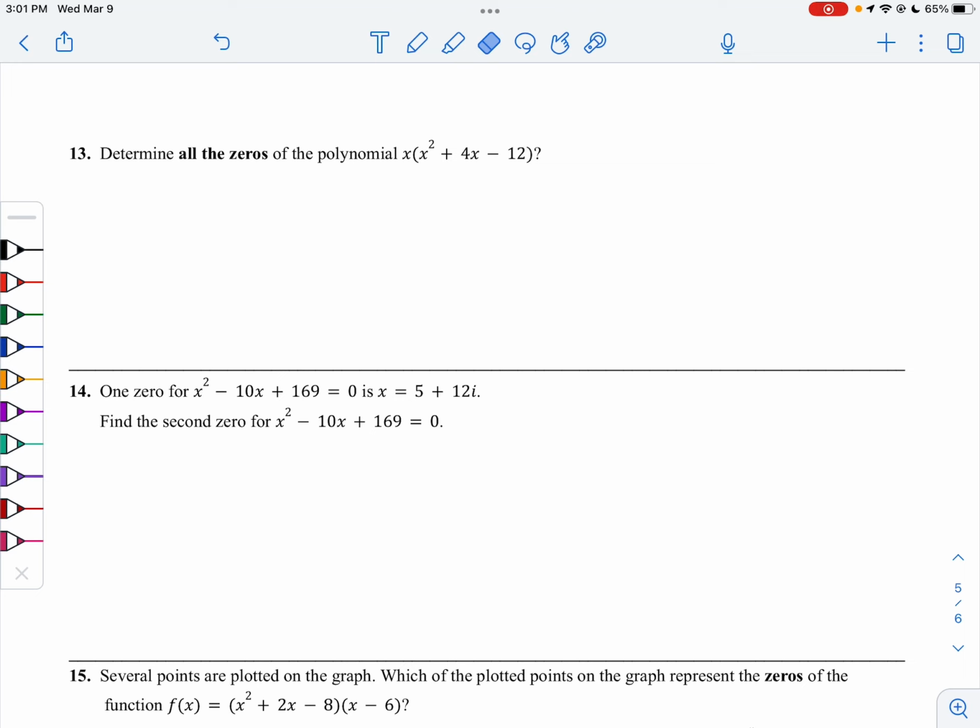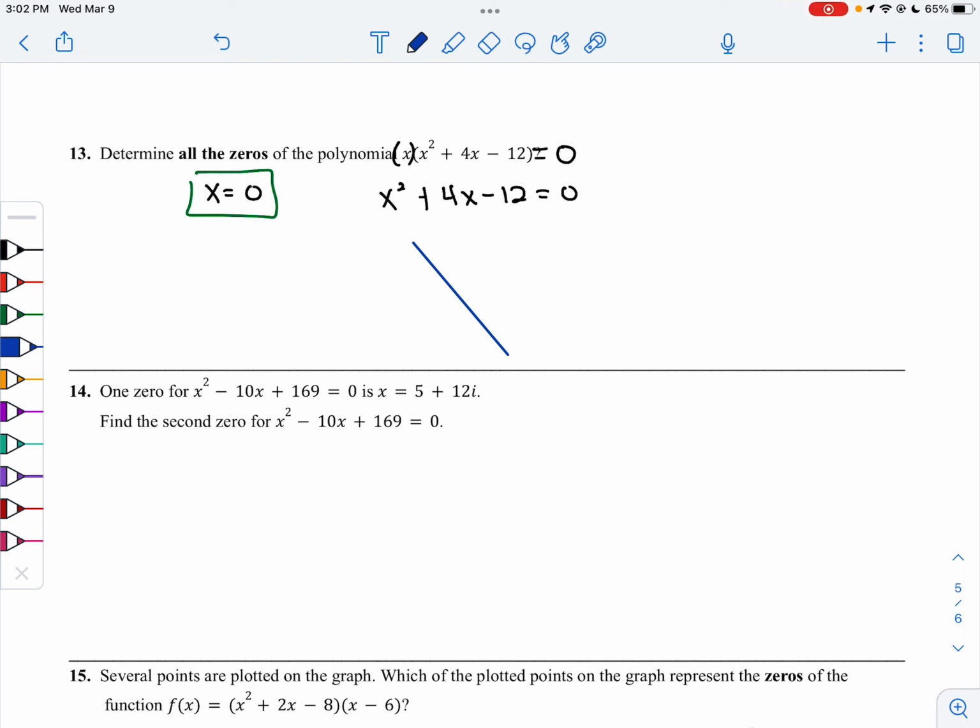So, determine all the zeros, number 13. For this one, essentially we're just setting this equation equal to 0. So we can say that this is in parentheses. What we have is x equals 0, which represents that first x, and then x squared plus 4x minus 12 equals 0. So we automatically get 1 zero from that first x.